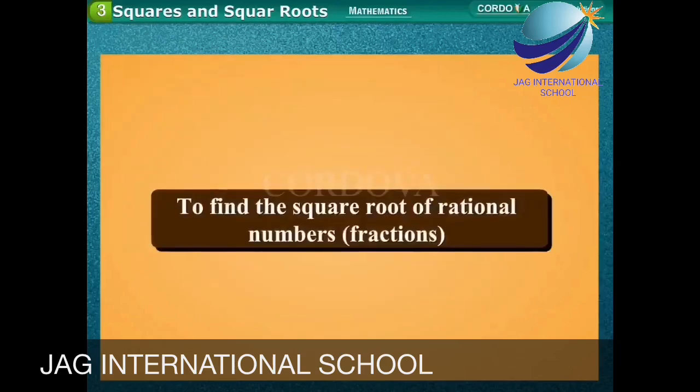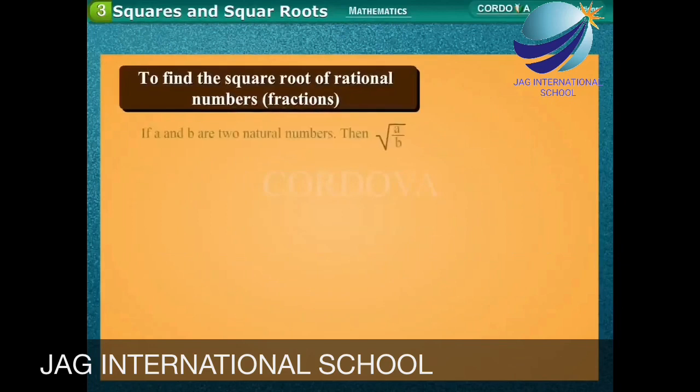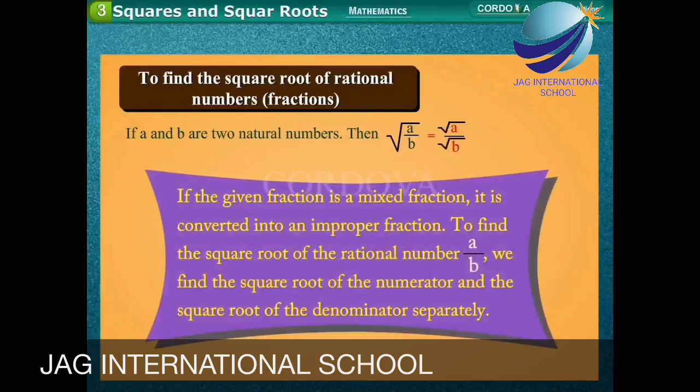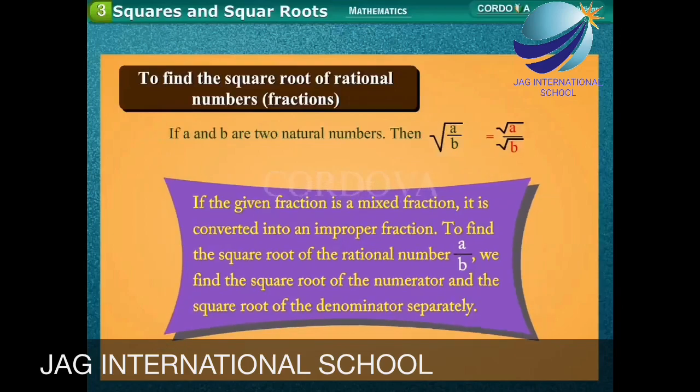To find the square root of rational numbers, fractions. If a and b are two natural numbers, then the square root of a upon b is equal to the square root of a upon the square root of b. If the given fraction is a mixed fraction, it is converted into an improper fraction. To find the square root of the rational number a upon b, we find the square root of the numerator and the square root of the denominator separately.